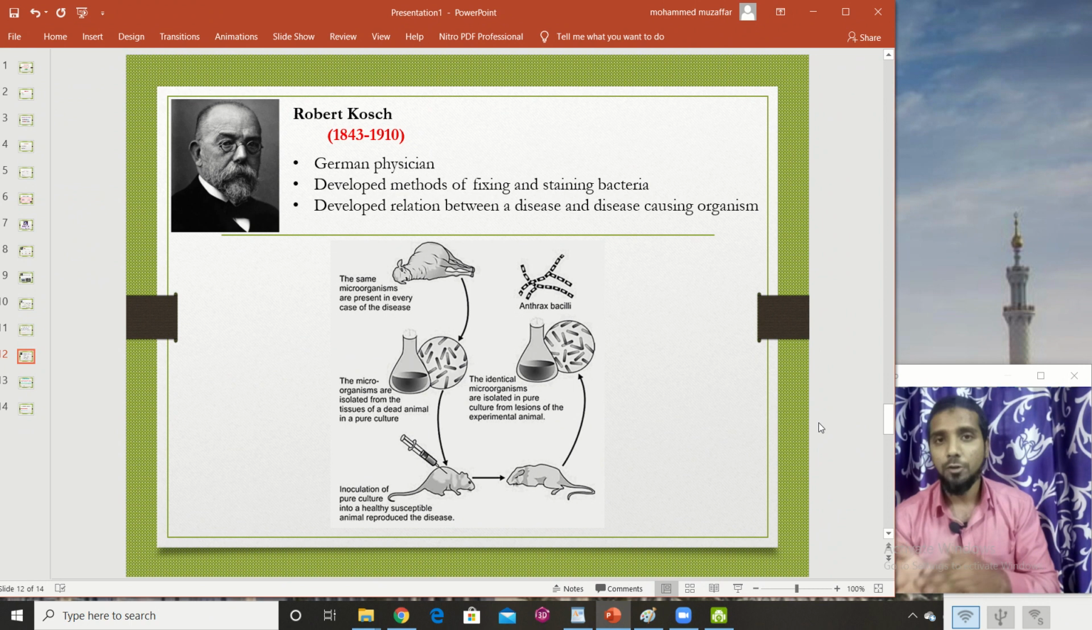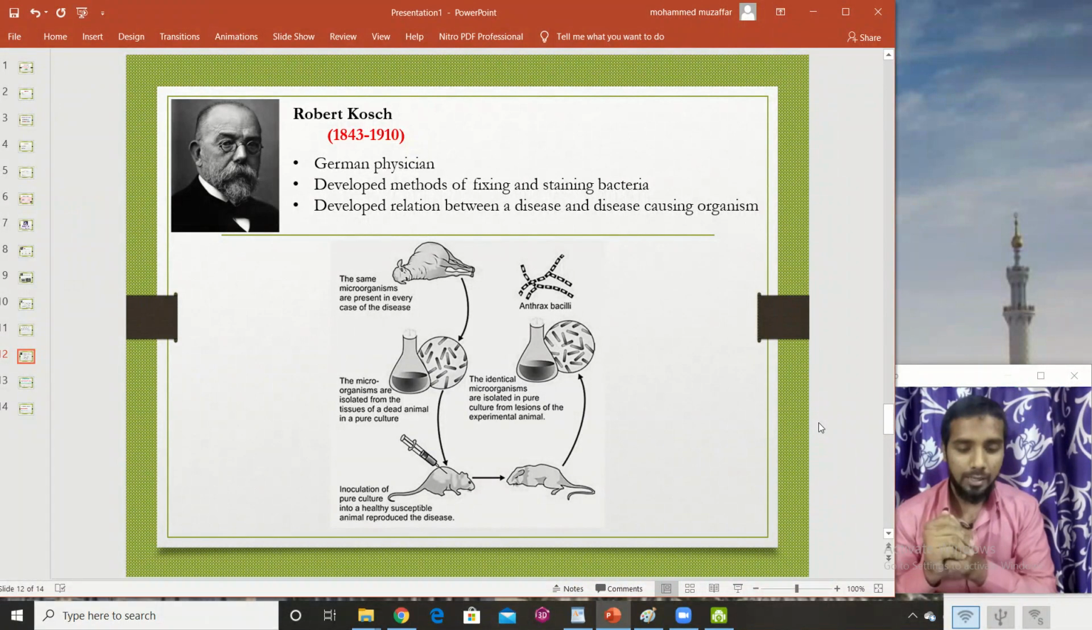For example, malaria is a disease. How is it caused? It is caused by Plasmodium vivax. How can we prove that? So he has done an experiment where he can prove what was the reason, or how the disease organism is responsible for the disease.